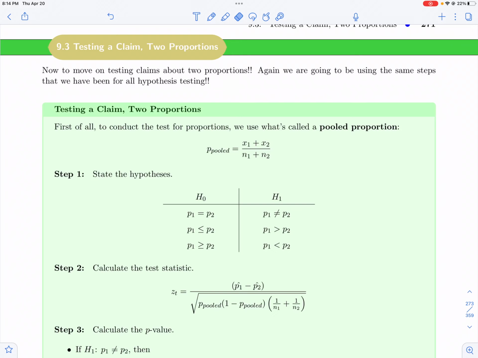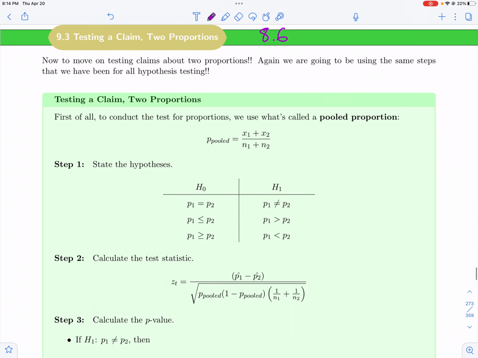So for the next section, we're going to be looking at testing a claim with two proportions. This is going to be very similar to what we did in section 8.6. The one new thing that we haven't had before, because we're dealing with two proportions, is we want to form what's called a pooled proportion as a way to take these two separate proportions, bring them together to talk about a single proportion of how these guys are related together.